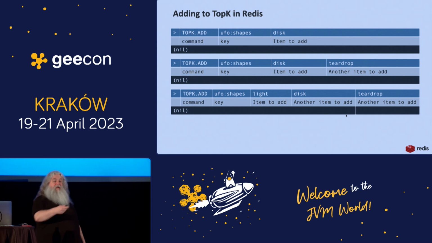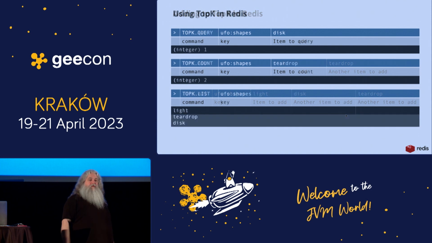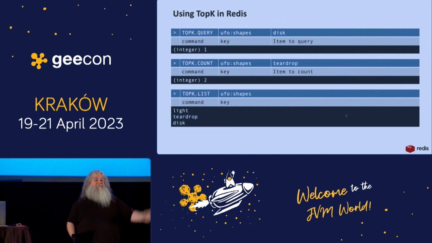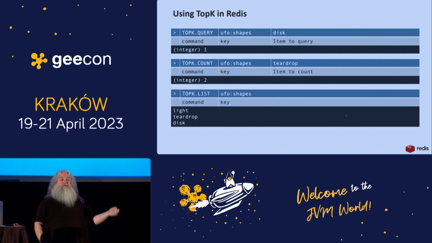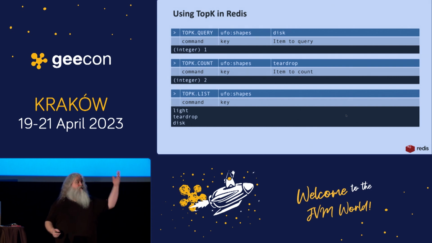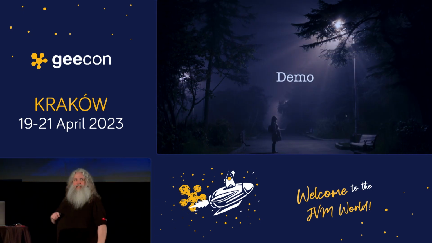And then you can call topk.add to add things to the heavy keeper. And then you can call topk.query to say, is this in the top K? You can call topk.count, and it will interrogate the heavy keeper and get a count for whatever value you give it. And you can say topk.list to get the top K items. And that's pretty much top K.